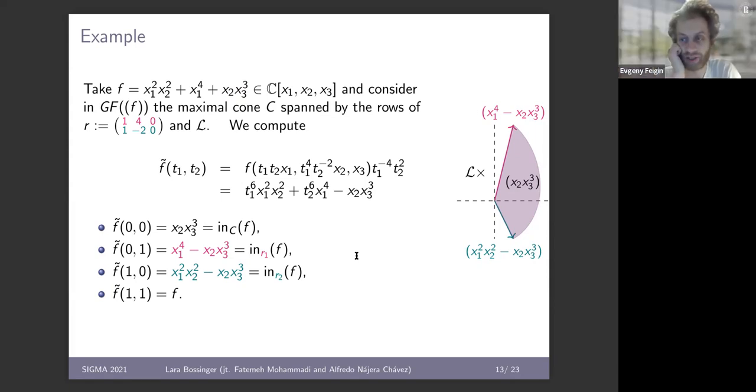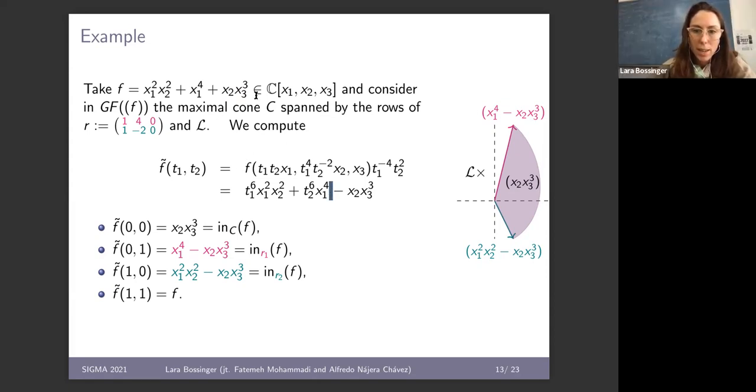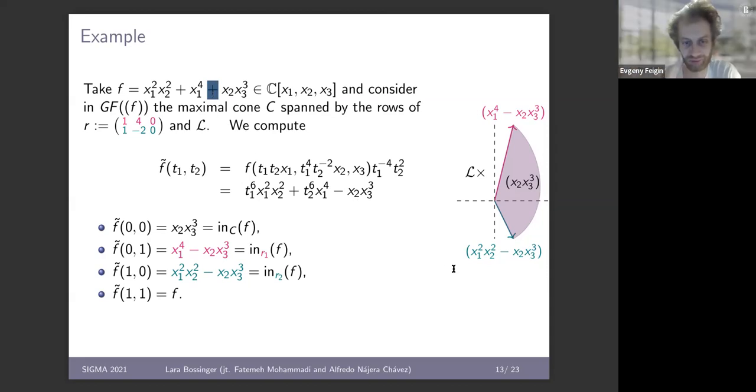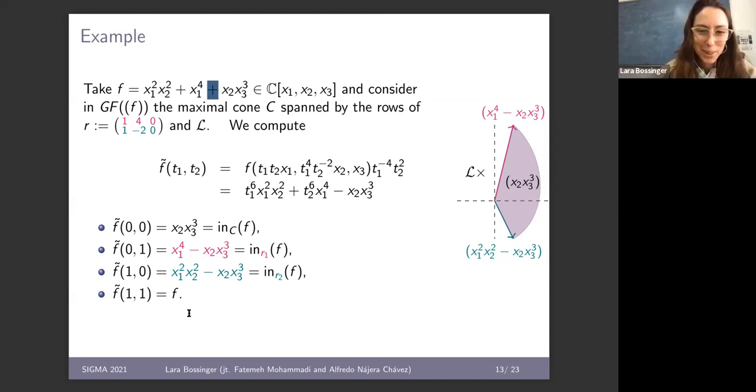Lara, by the way, in the formula for F tilde in the second line, do you really have a minus? In the second line, yes. So the typo is here. This should be a minus. Oh, okay, thank you. I'm sorry, I corrected it in all these places, but I forgot this one.